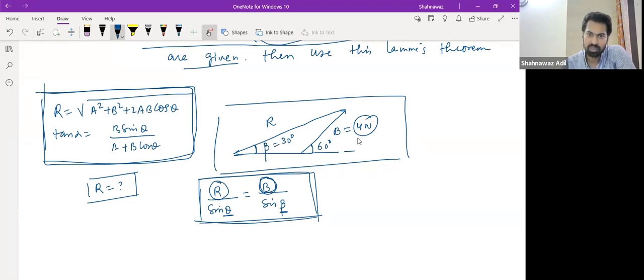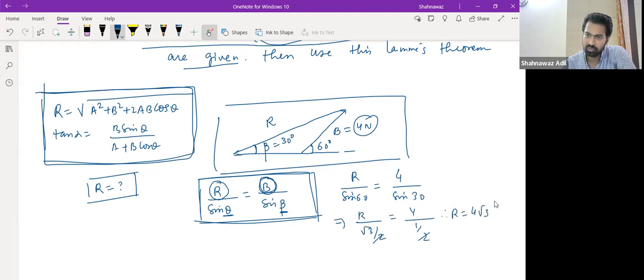So B is 4 Newton, sin beta is sin 30, and this is sin 60. So R by root 3 by 2 equals 4 by half. So half cancels and R is simply 4 root 3. Right, guys?